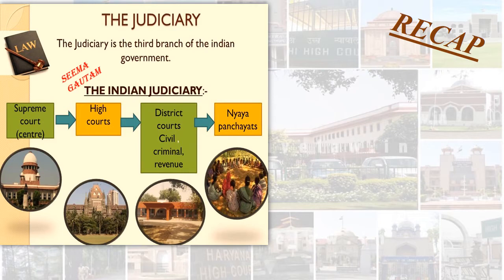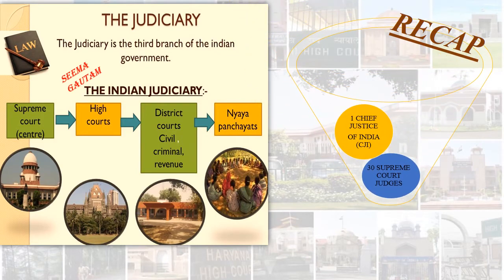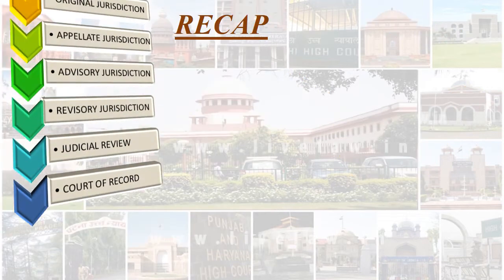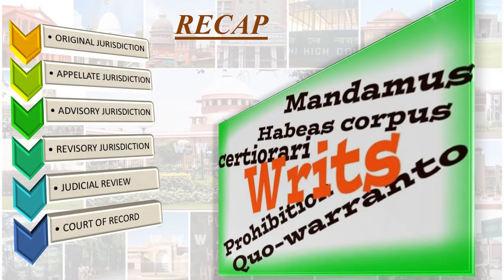Below the Supreme Court are the High Courts. In the states, there are many subordinate courts under the High Court. The Supreme Court has the highest judicial authority. The Supreme Court of India comprises one Chief Justice and not more than 30 other judges. Apart from this, we have learnt the jurisdiction of the Supreme Court and writs.